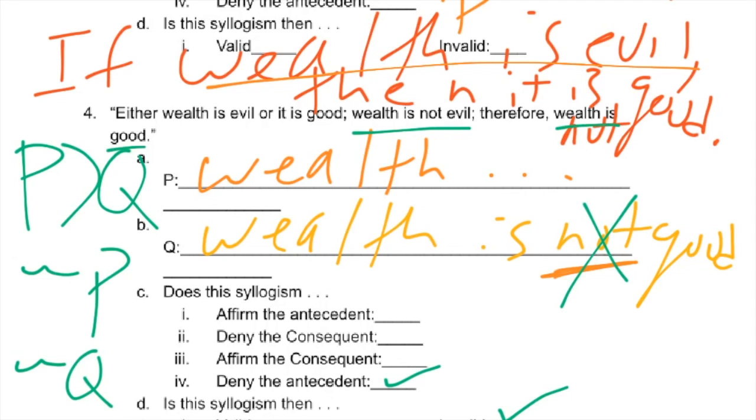But this is an invalid form of reasoning for hypothetical syllogism. You can't deny the antecedent and have the conclusion, i.e. the idea that wealth is good, necessarily follow from the premises that are stated. All right, let's go on to the next one.